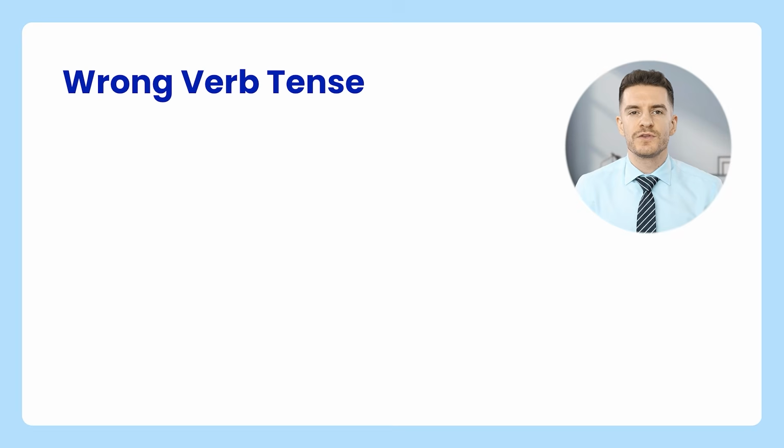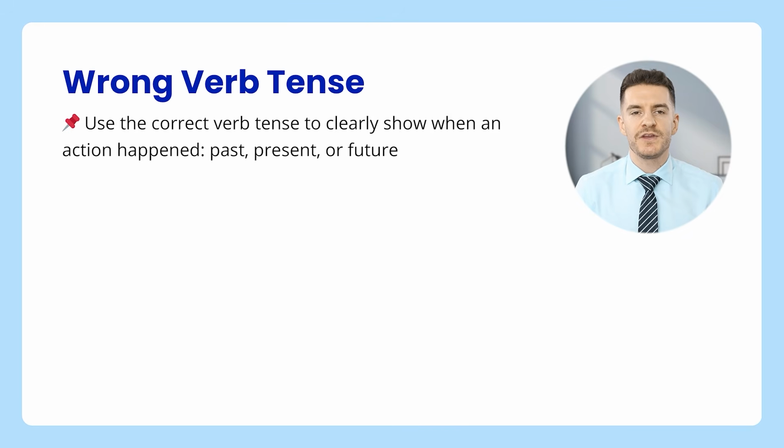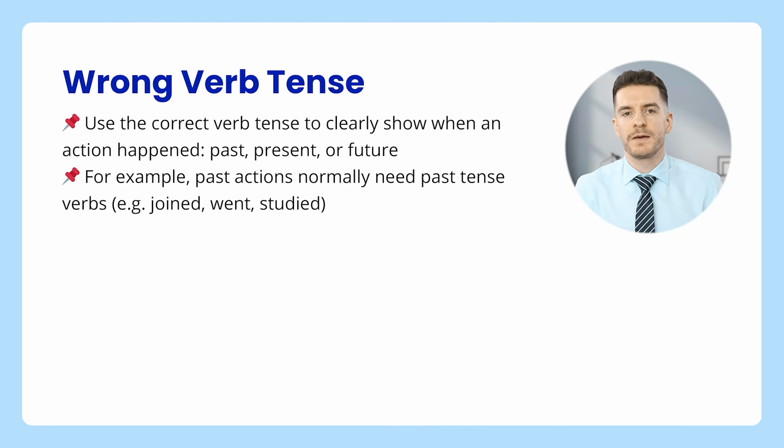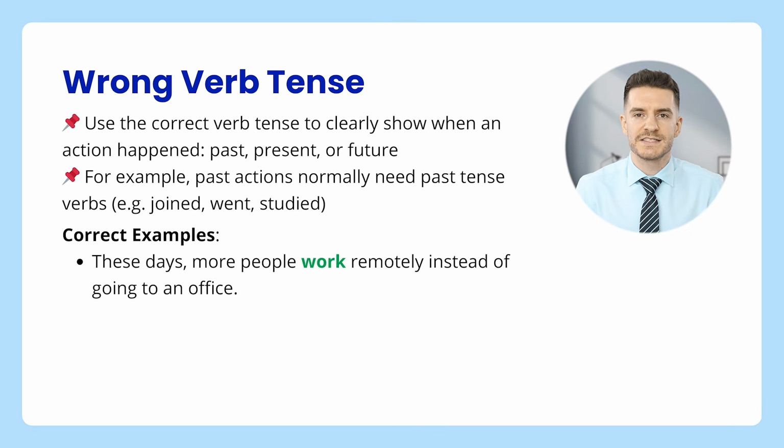So when it comes to the wrong verb tense, you need to use the correct verb tense to clearly show when an action happened. Did it happen in the past? Is it happening right now in the present? Or is it going to happen in the future? So for example, past actions normally need past tense verbs. So for example, joined, went, studied. So let's have a look at some examples so you can see what I mean.